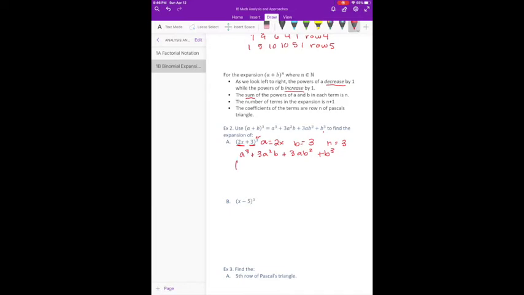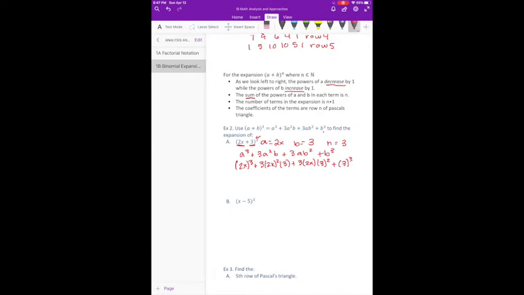So we're going to have 2x to the third, plus 3 times 2x squared, and then our b is 3, times 3. So plus 3 times 2x times 3 squared, plus 3 cubed.